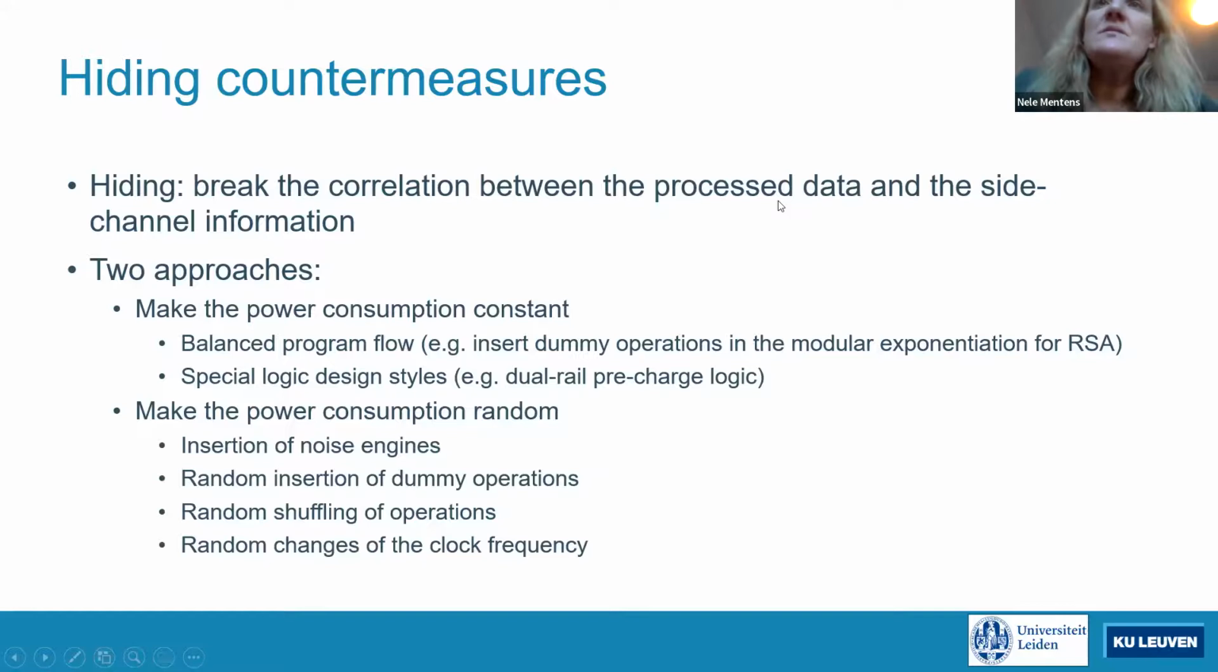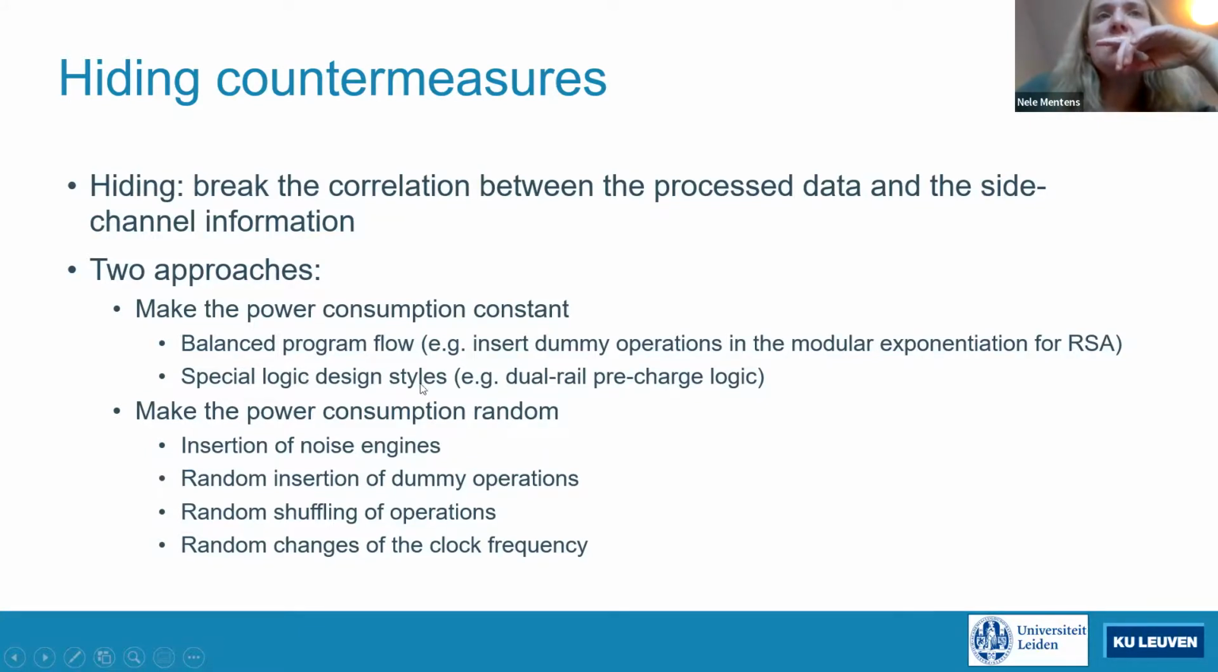Hiding countermeasures, like I said, we process the real plain text as it is, and we do not mask the plain text, but we try to break the correlation between the data that we process and the side channel information. For example, by making the power consumption always constant, we can have a balanced program flow. For example, this simple power analysis example for RSA, where we could see which were the 0 and the 1 bits. If we insert dummy operations to make sure that we always do a squaring and always do a multiplication, then you cannot see the difference from a single power trace.